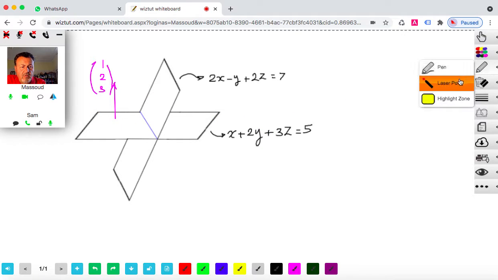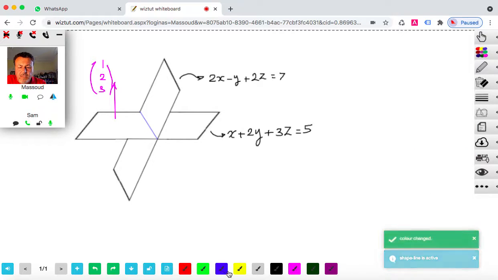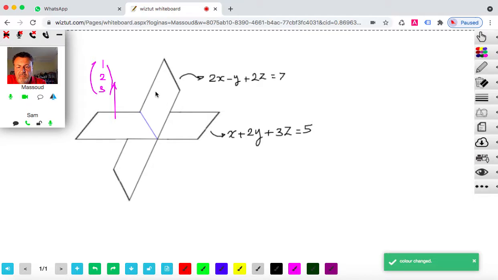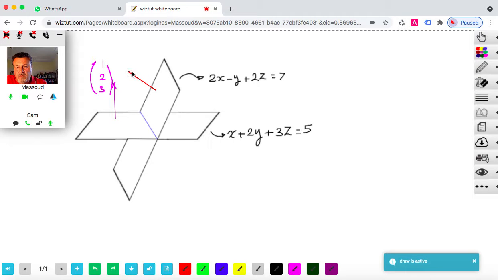And the normal vector to the other plane, let's do this one in red, if I can draw it as normal as I can. From its equation, this one would be 2, minus 1, and 2.